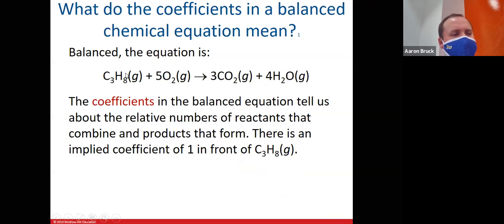And so again, we've covered this idea. The coefficients tell us that ratio of one molecule to another in a balanced equation. So when I read this equation, it tells me that 1 propane reacts with 5 oxygens to make 3 carbon dioxide and 4 water molecules. The coefficients there tell us how many of each molecule are present as reactants and how many of each molecule are there as products.